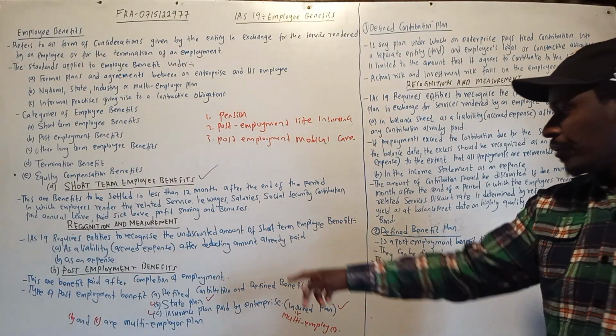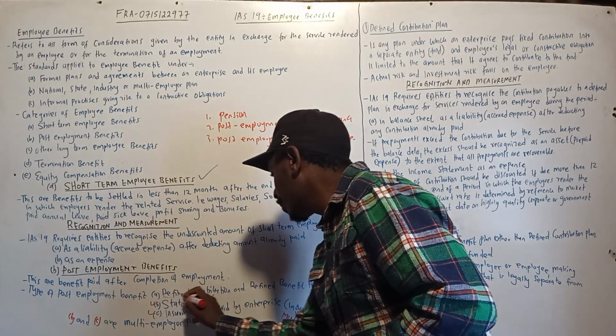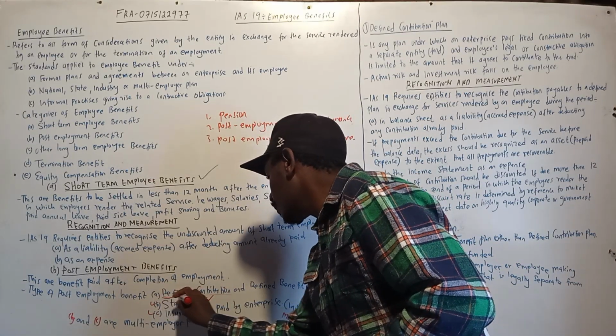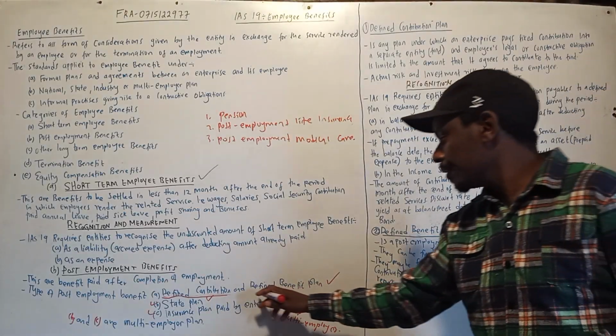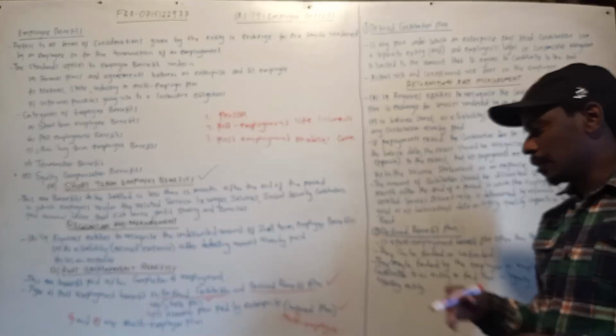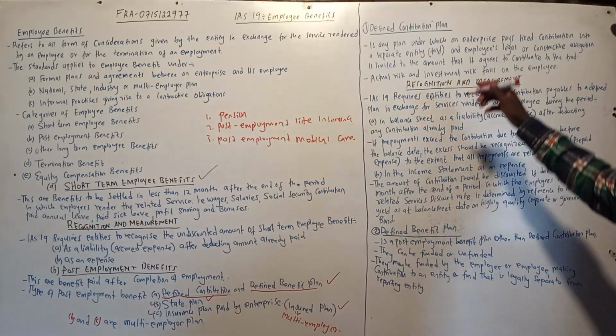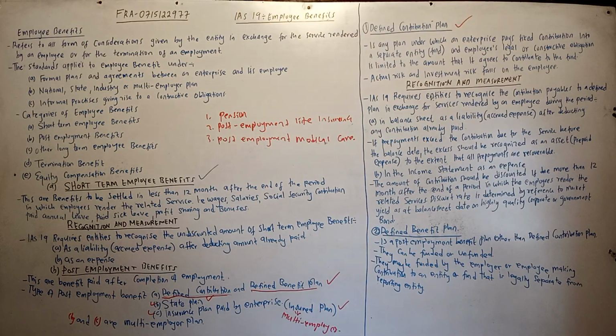Let's start with the first one, the defined contribution plan. Once we finish the defined contribution plan, we shall go to the defined benefit plan. Then we talk about the state plan, then the insured plan. So that's the defined contribution plan. What is it?